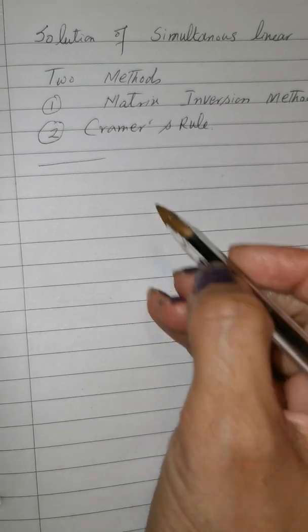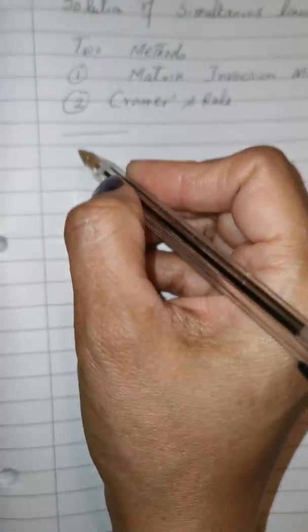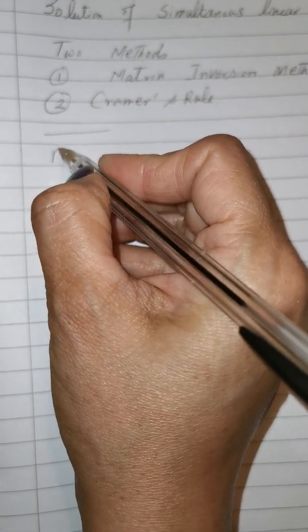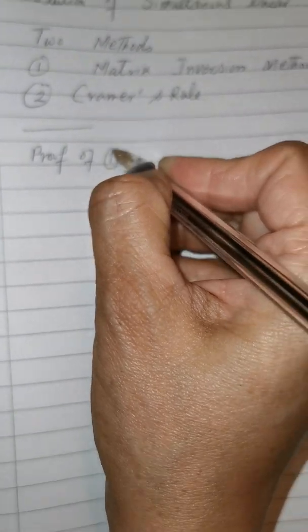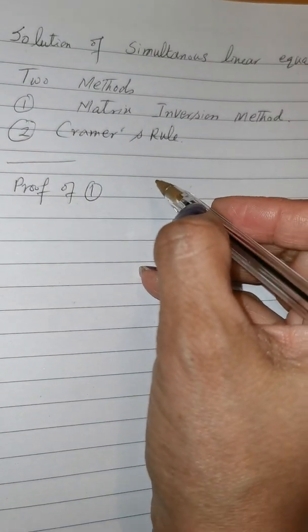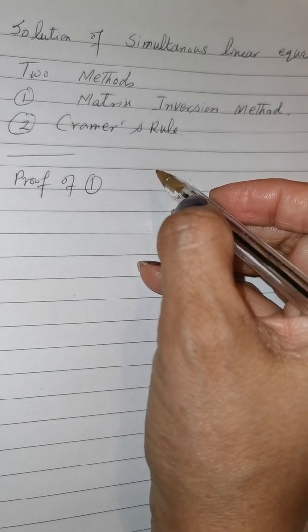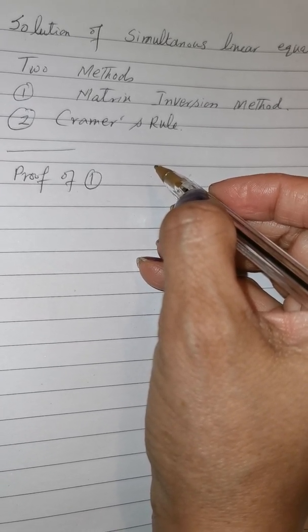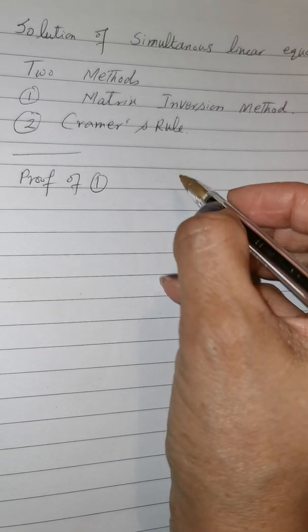So first of all we will discuss the matrix inversion method, and I will tell you in detail what it is. For the proof of the first method, the matrix inversion method, we will consider a system of two linear equations in two variables x and y, and we will write its general form.